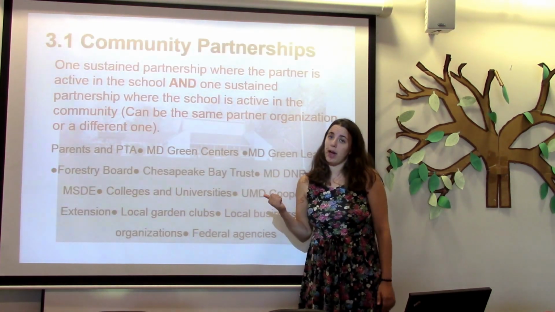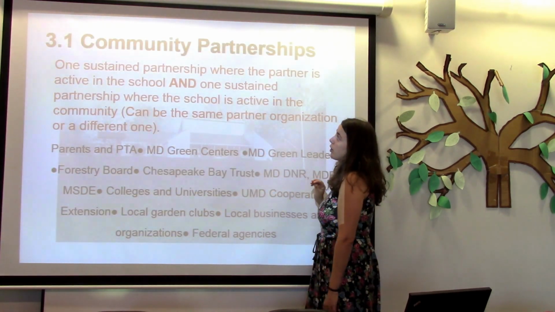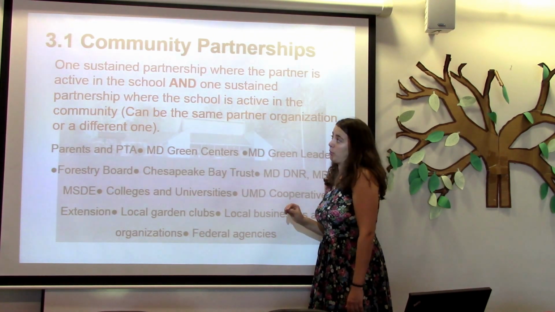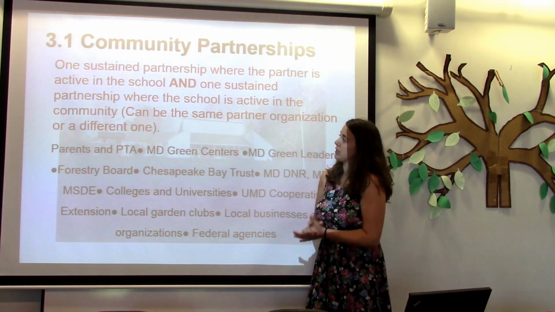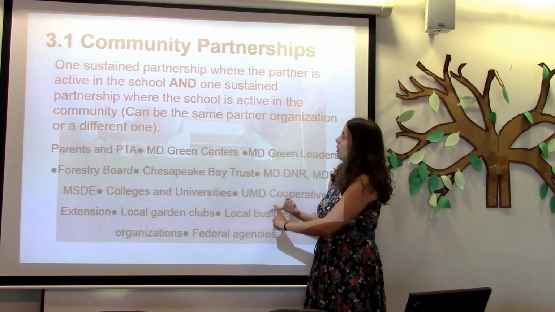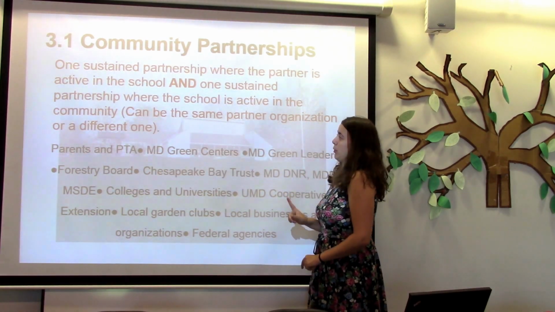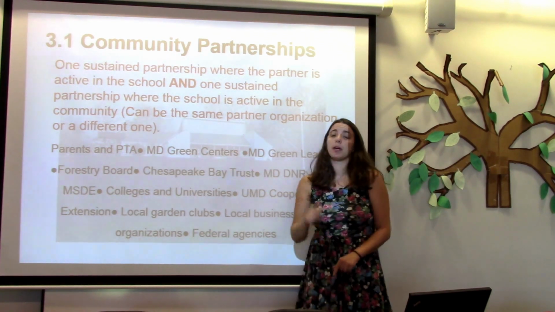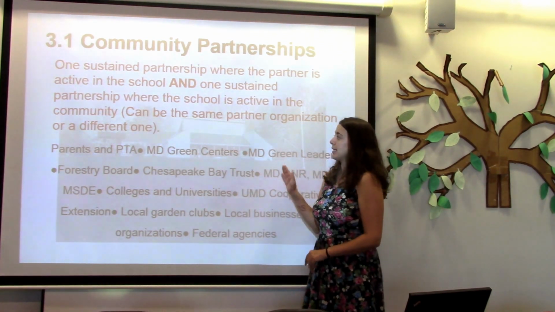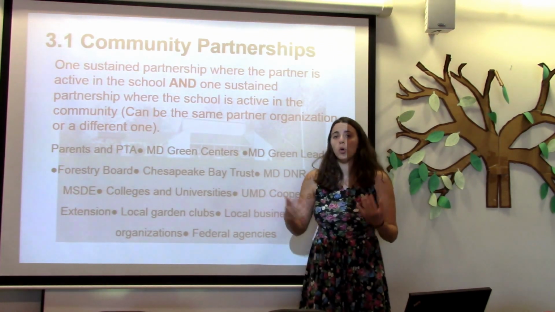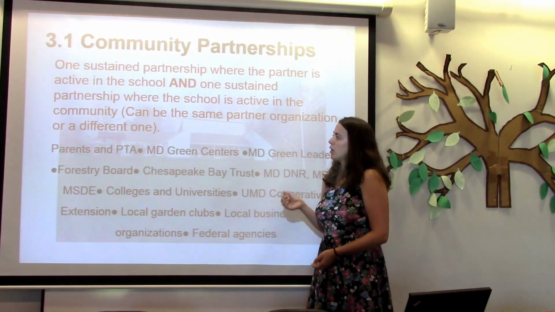Talking about the third objective, we have community partnerships, which is 3.1. Community partnerships need one sustained partnership where the partner is active in the school, and one sustained partnership where the school is active in the community. And that being said, it can be the same partner or it can be 2 different partners.